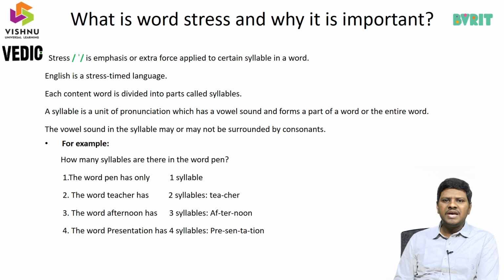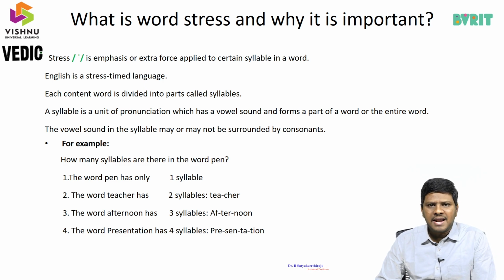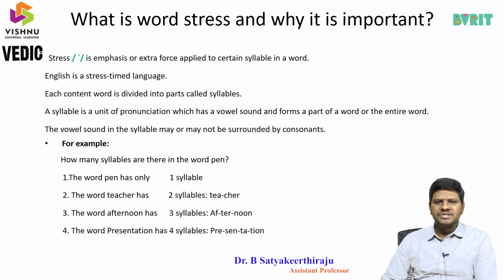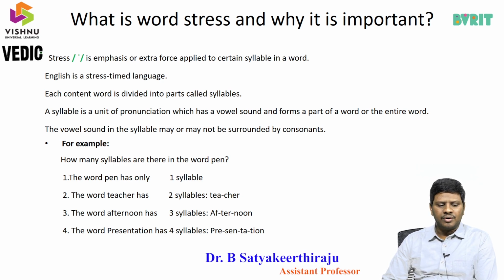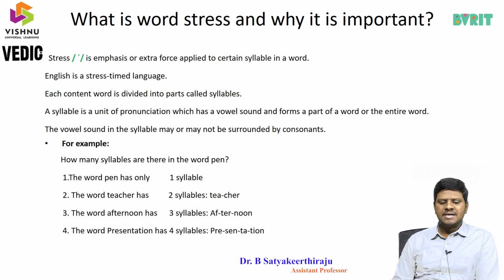What is stress and why is it important? Stress is emphasis and it is applied to a certain syllable in a word. So English is a stress-timed language. Each content word is divided into parts called syllables. A syllable is a unit of pronunciation which has a vowel sound and forms a word or part of a word. The vowel sound in the syllable may or may not be surrounded by consonants.